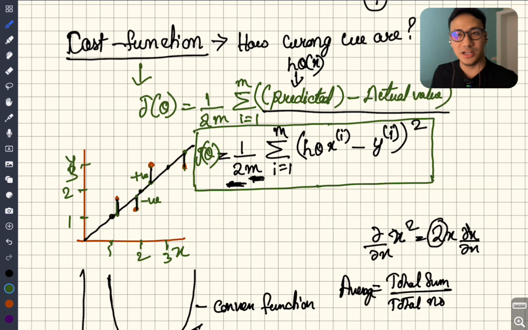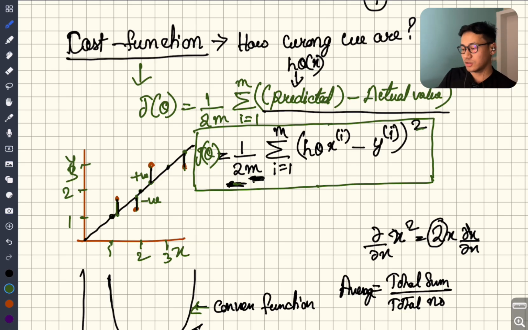All right, so I'll again repeat it. It is very simple. This square is added just to remove the cancellation of positive and negative, and we want a convex function. That is the reason we are using square. And here we are adding this 2 because of derivation. When we do derivation, this square 2 will come down, so it will cut out itself and we don't get any extra value.